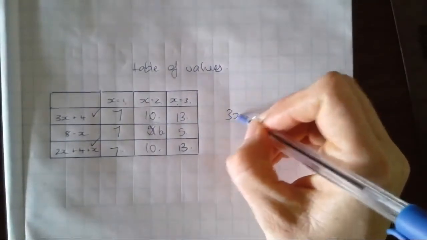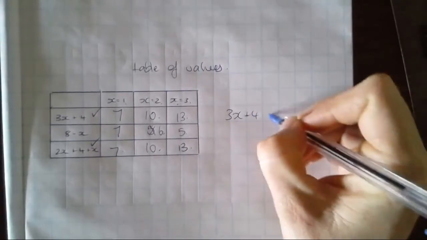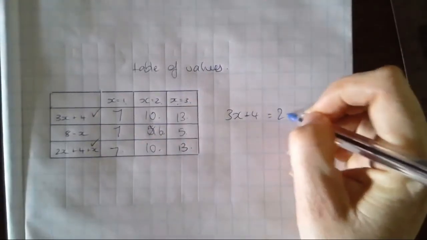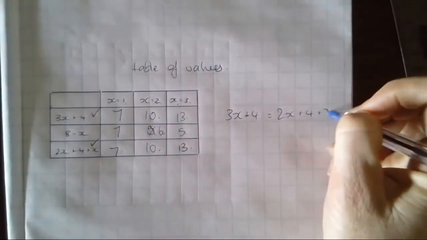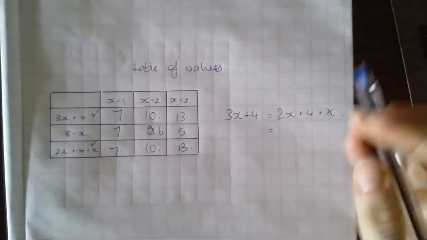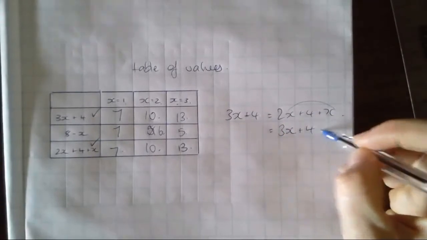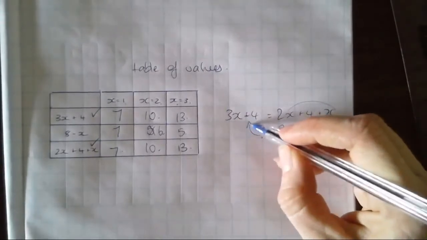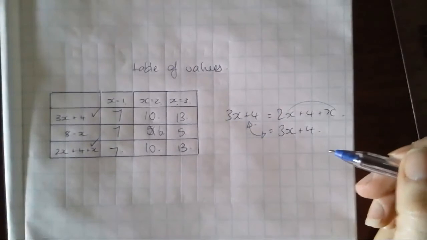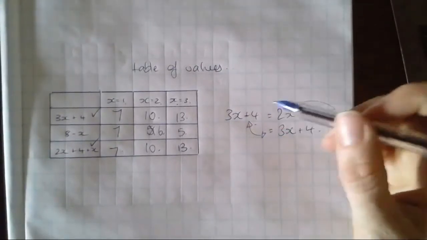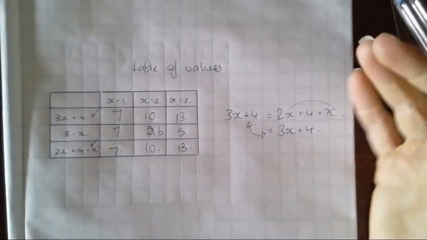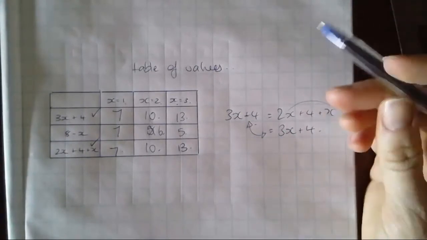So I would say 3x plus 4 equals 2x plus 4 plus x. And if I gathered all of these x's together, I could rewrite it in exactly the same way. So it is definitely equivalent. Okay, and using a table of values to do that allows you to prove that. Okay, and that's what you're often asked to do.